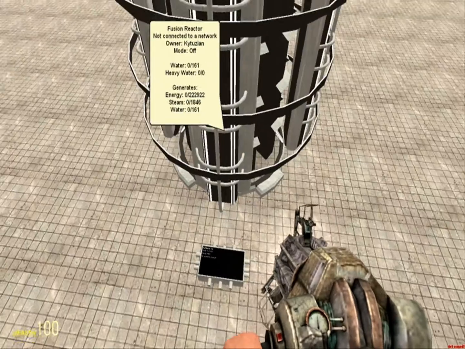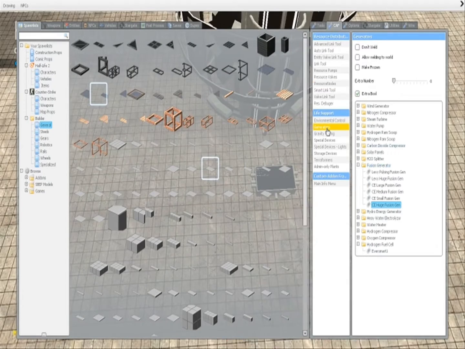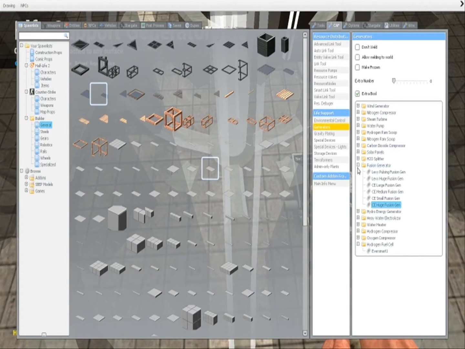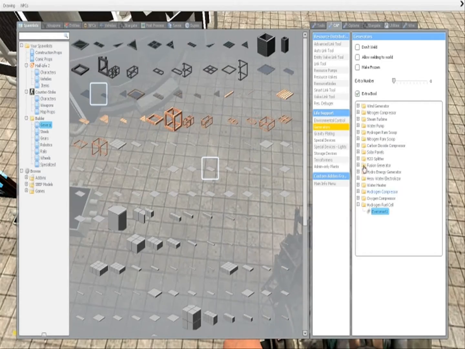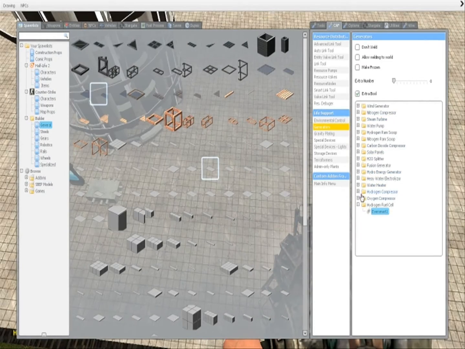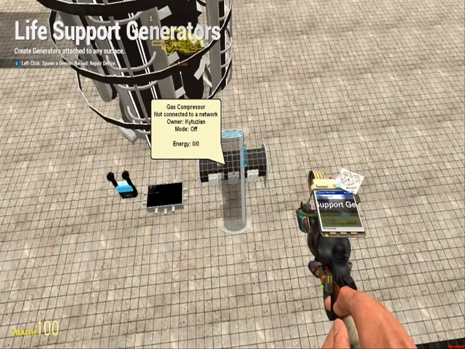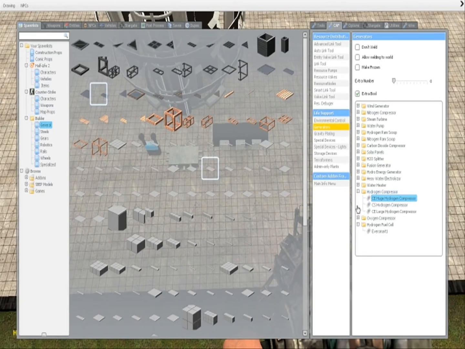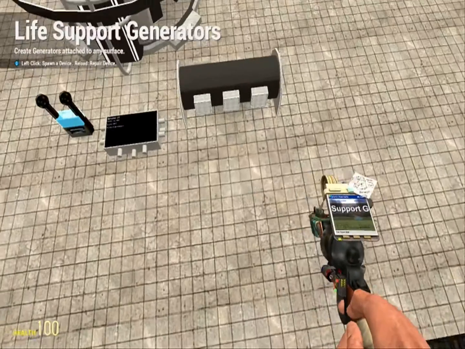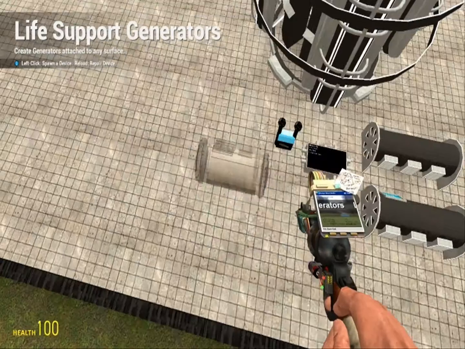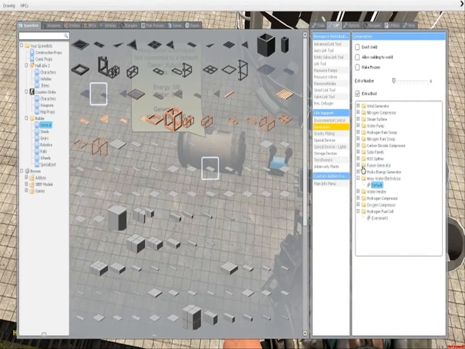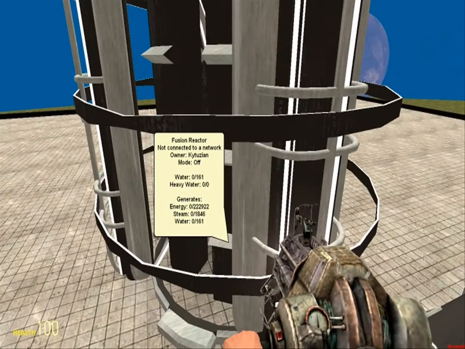So now, what do we need? We need water and we need heavy water. If you look at these generators, what ways are there to get water? I'm going to actually use the hydrogen fuel cell, because that way I can demonstrate even more things. So we're going to get a hydrogen compressor, like that. And what else do we need? Well, we need an oxygen compressor, because it takes both of those to produce water. And then we need a heavy water electrolyzer, sorry, which looks kind of ugly, but whatever. And then that's all we actually need.